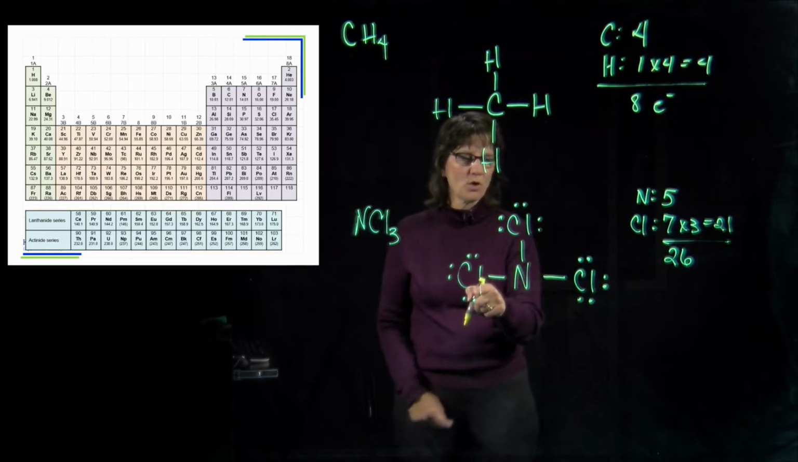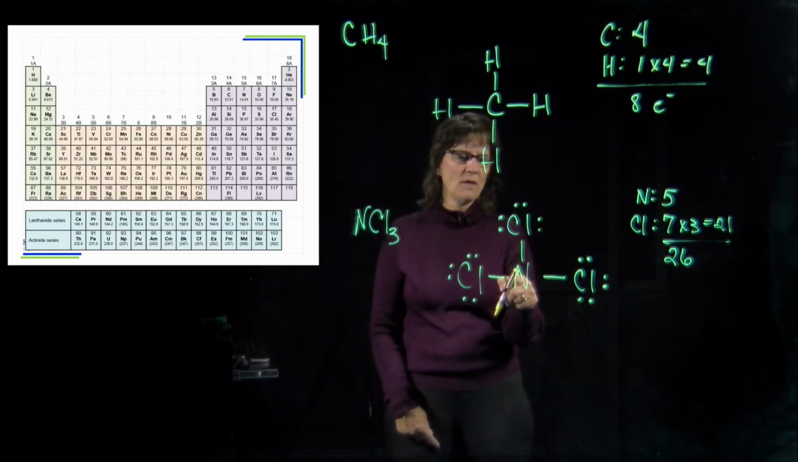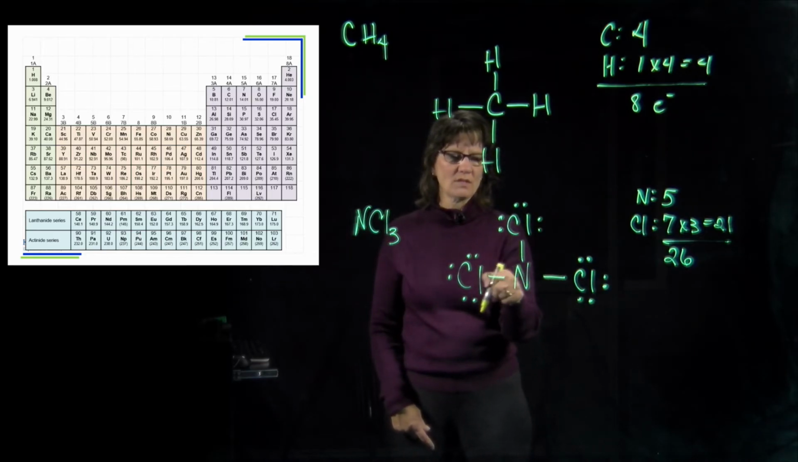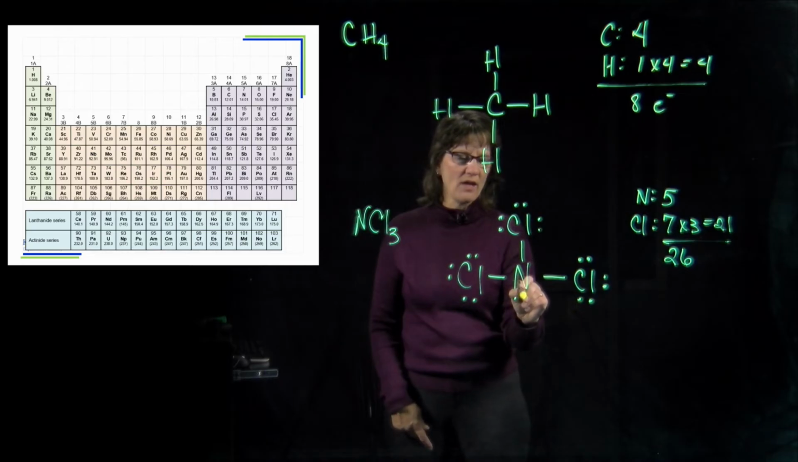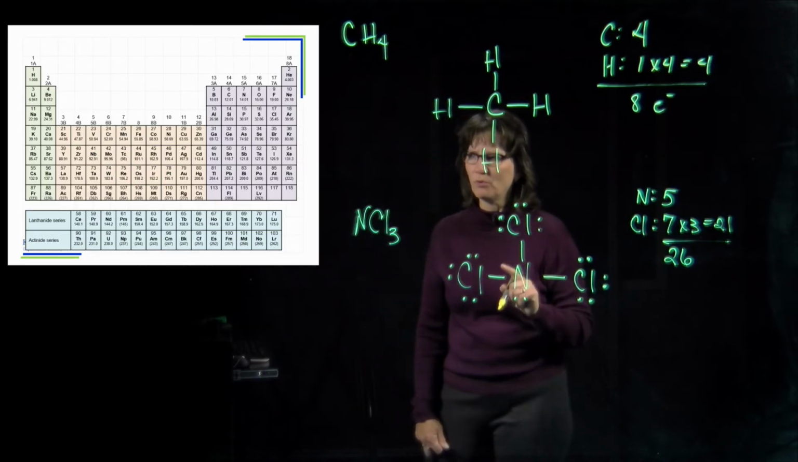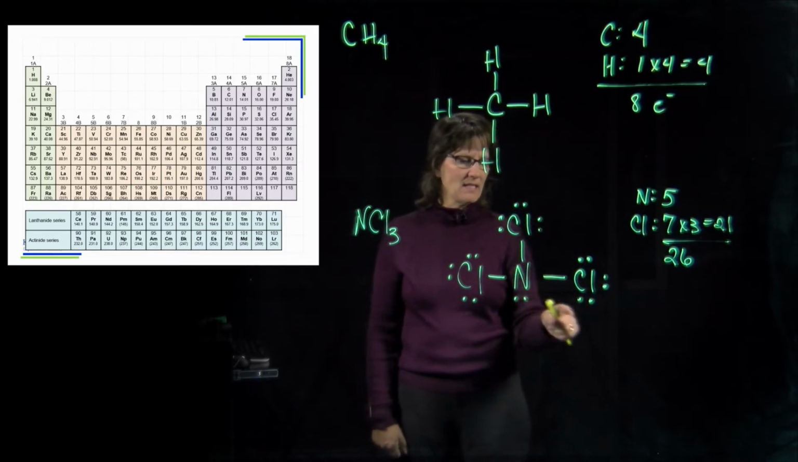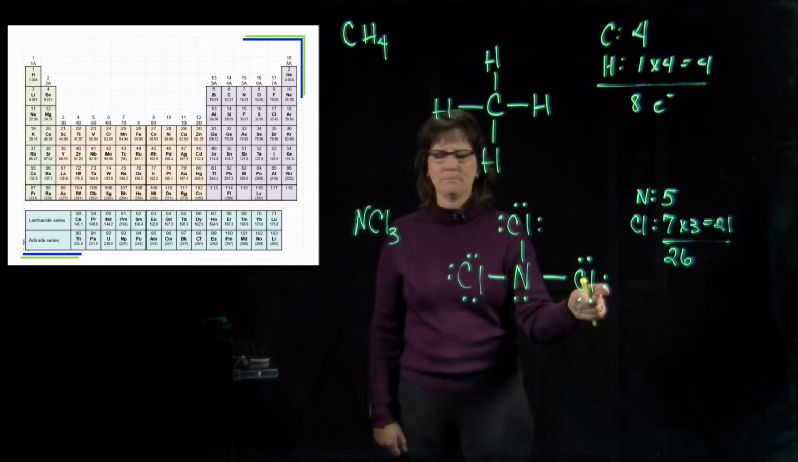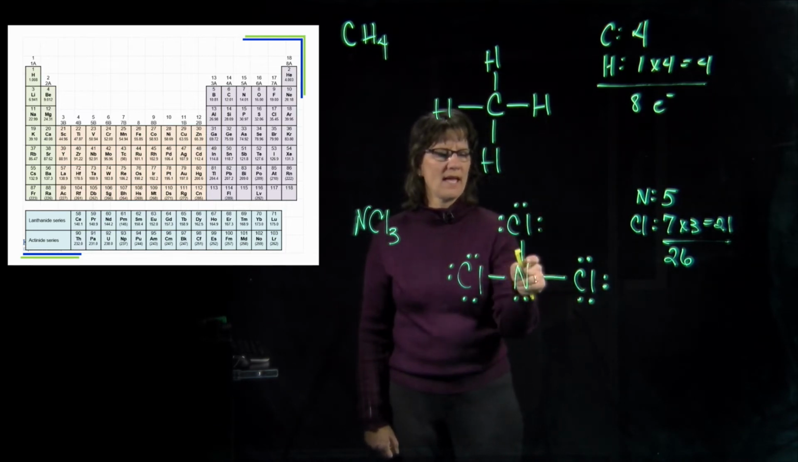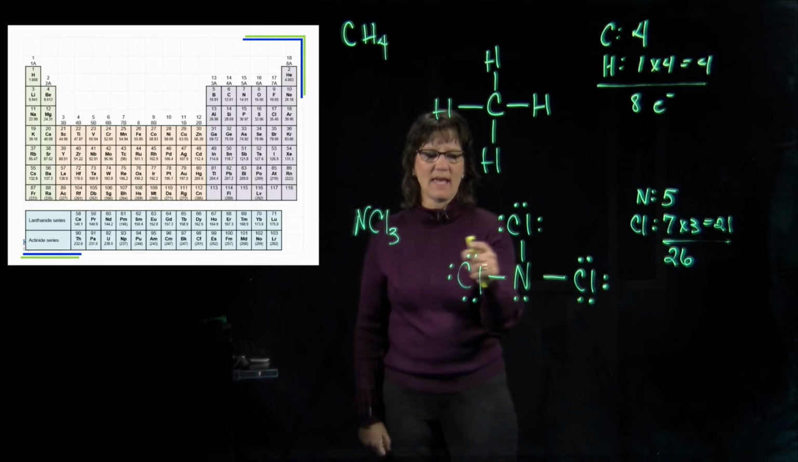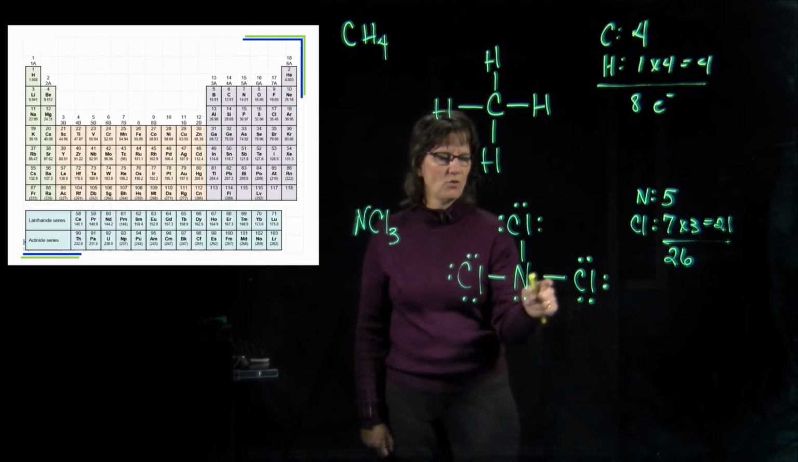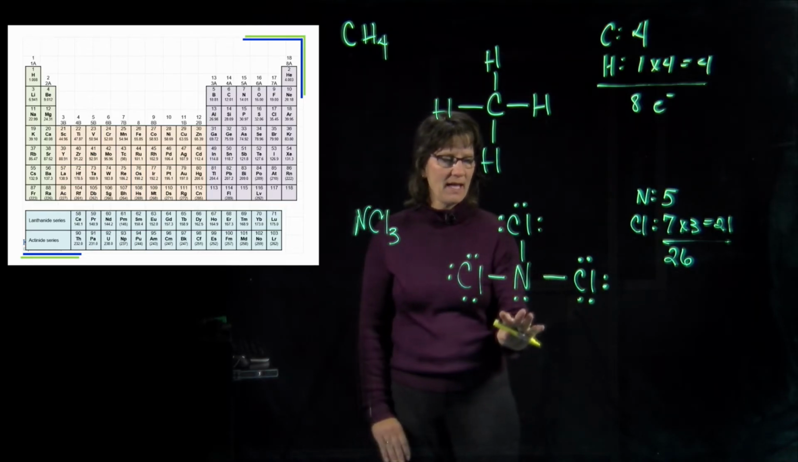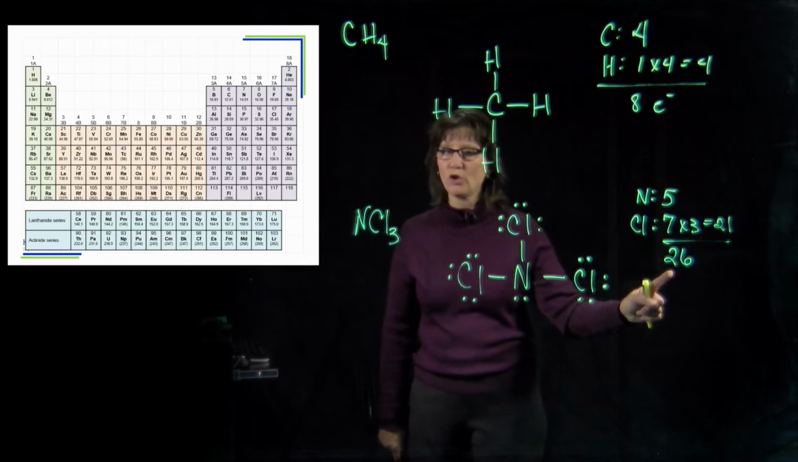20, 22, 24. That gives this guy its 8. I still have some to work with, so I can move to my nitrogen. It had 2, 4, 6. It needs 2 more, and that uses 26. Double check. Everybody has 8. Chlorine has 8. Chlorine has 8. Chlorine has 8. Nitrogen has 2, 4, 6, 8. Everybody has 8. And double check that you've only used 26.